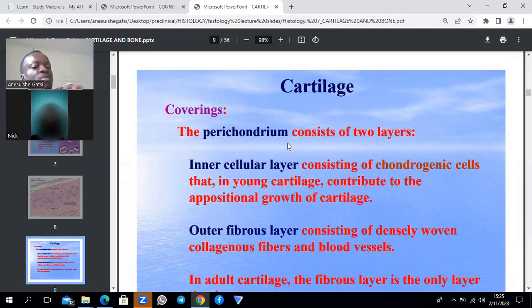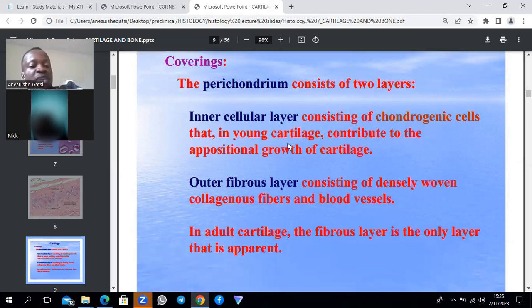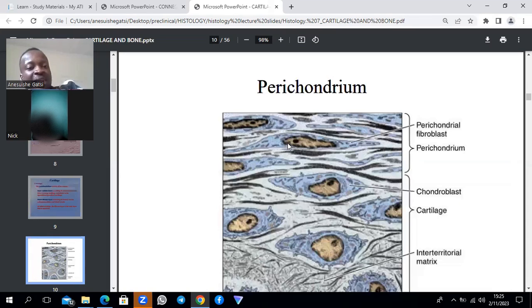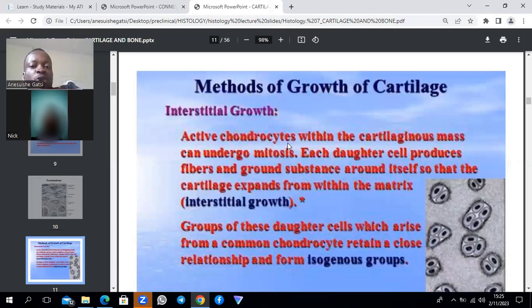And this perichondrium, we said it is absent in fibrocartilage. So since perichondrium is absent in fibrocartilage, you cannot say that fibrocartilage can undergo appositional growth. So it can undergo things like interstitial growth, where there is mitosis of pre-existing cells. So these are the methods of growth of cartilage: there is interstitial, then we have appositional.